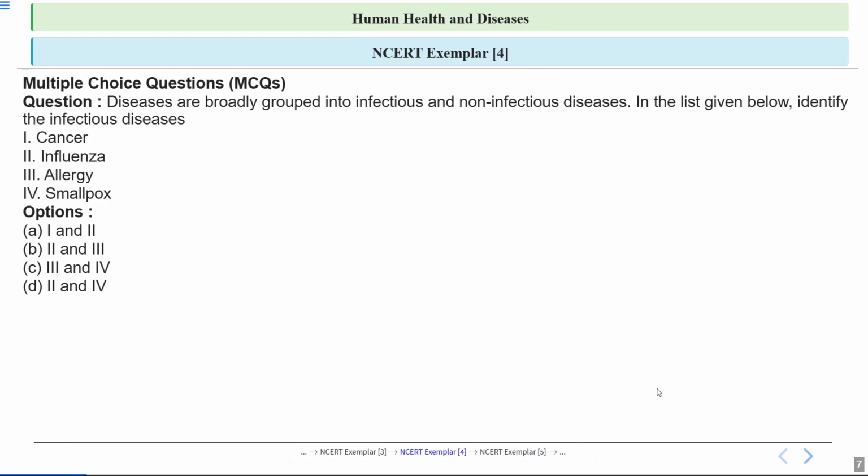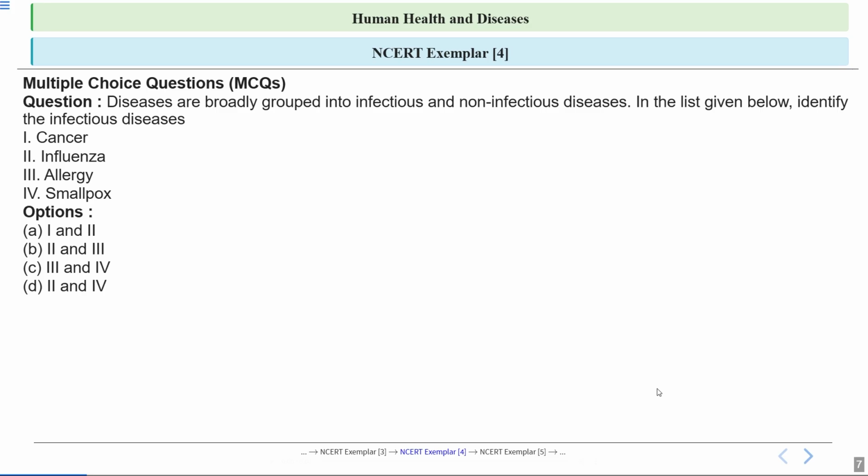Next question, diseases are broadly grouped into infectious and non-infectious diseases. In the list given below, identify the infectious diseases. Okay. So, first one is cancer, second is influenza, third is allergy, fourth is smallpox. So, the options are given to you. You have to choose the correct answer from these options.